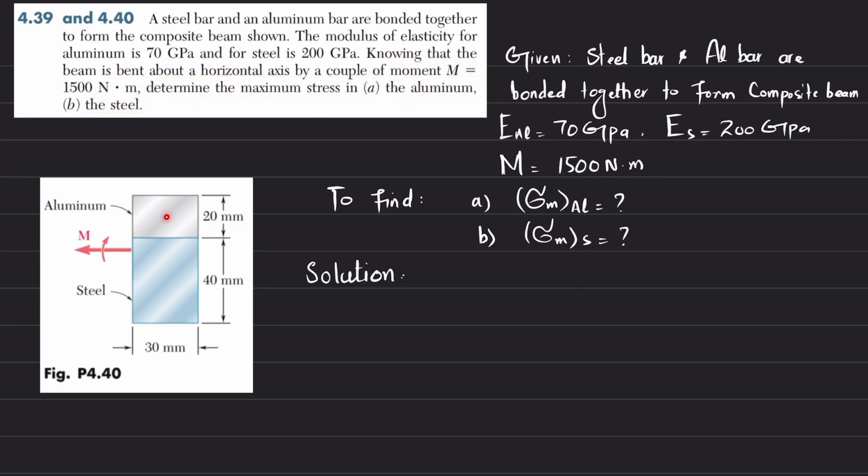So you can see this is the aluminum portion and this is steel, and they are bonded together to form a composite beam, and this beam is bent about a horizontal axis by a couple of 1500 newton meter. So you have to find the maximum stress in aluminum and the maximum stress in steel.